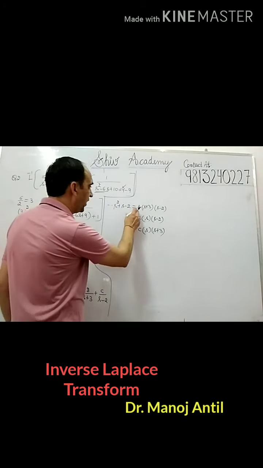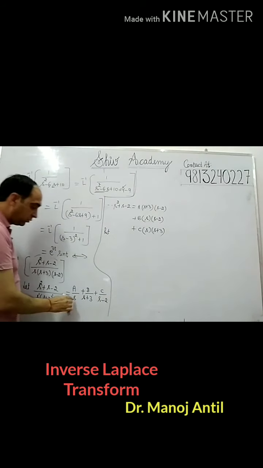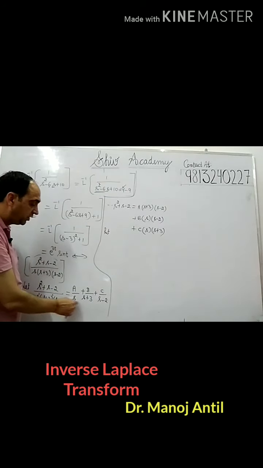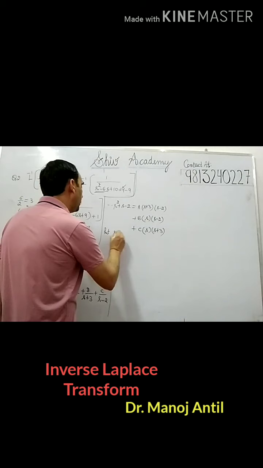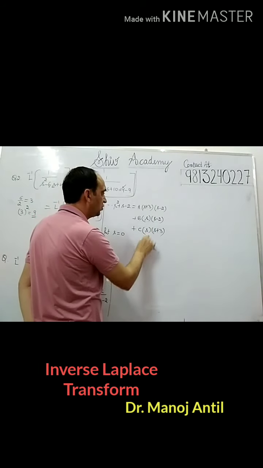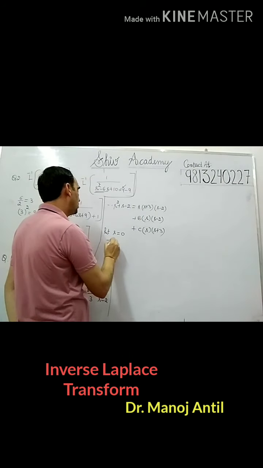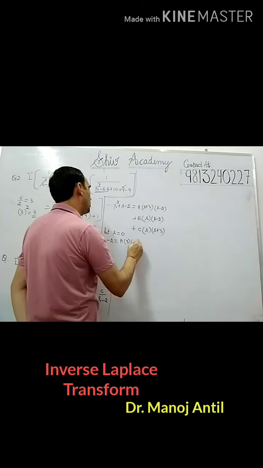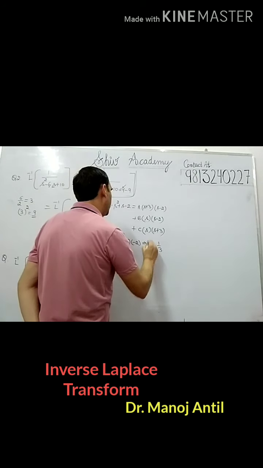So dear students, to find the values of a, b, c, what do we do? Look at these three factors: s, s plus 3, s minus 2. So put each term equal to 0. First of all we are putting s equal to 0. So what we get, this term becomes 0, this term becomes 0, we have only this term, and on the left side we also get 0 plus 0 minus 2. Minus 2 is equal to a into 3 into minus 2. So minus 2 cancels, and we get a equal to 1 upon 3.